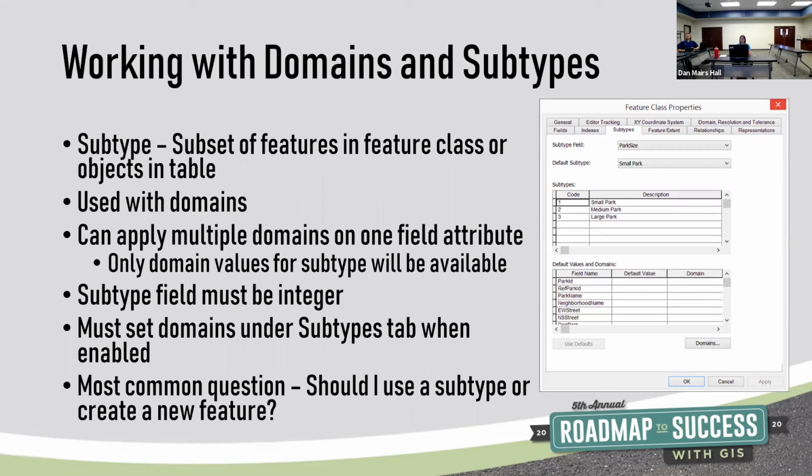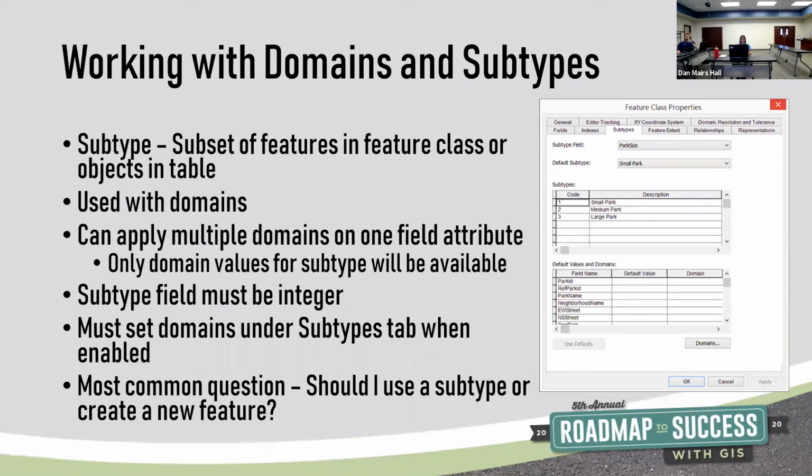I wanted to throw this in here because even though it's not database management, it is data management. It's incredibly important to use and utilize. So a subtype is a subset of features in your feature class or table. It's often used with domains. You can apply multiple domains to one field attribute, and I'm going to show you that, and explain why this is really important to use, when to use it, and maybe when not to use it. It must be an integer field, whether it's a short integer or a long integer.